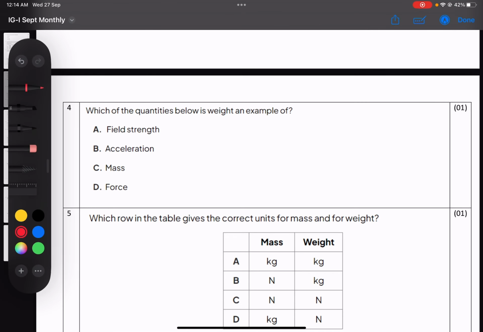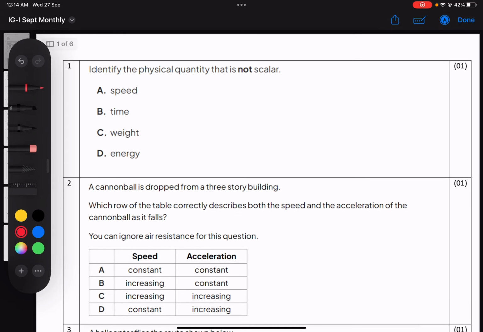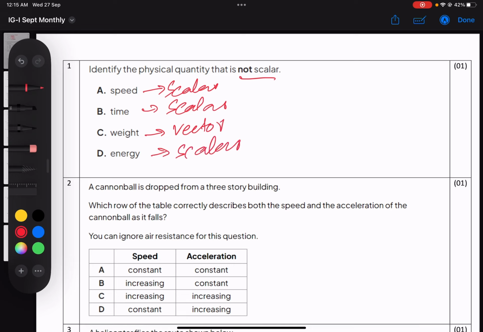Okay, let's start with the first question. In the first question, we have to identify the physical quantity that is not scalar. Speed is a scalar quantity, time is also scalar, this is a vector quantity, energy is also a scalar quantity, so it's option C.